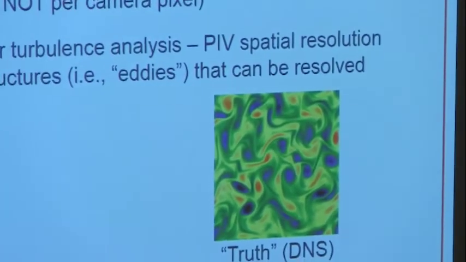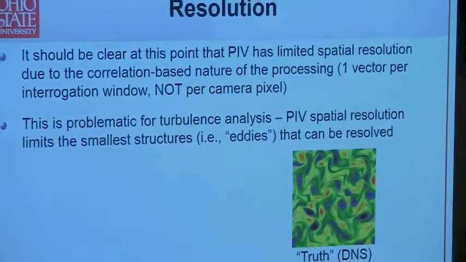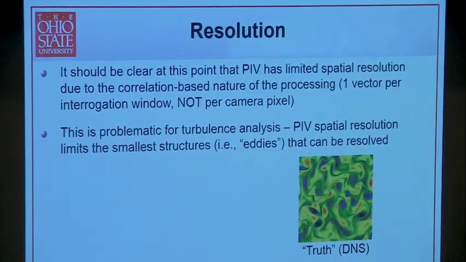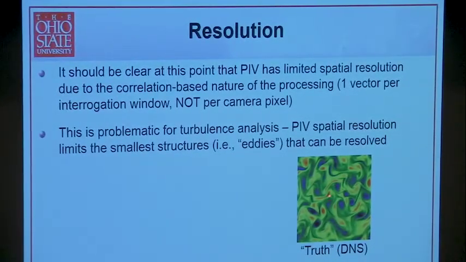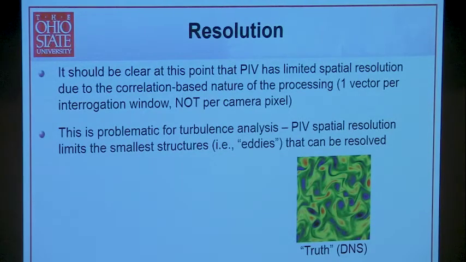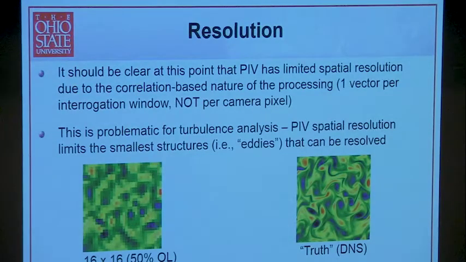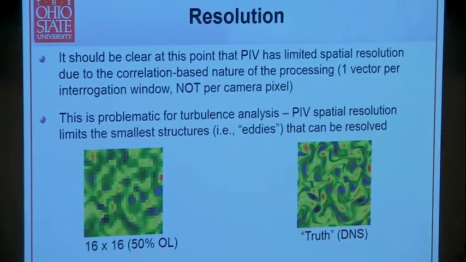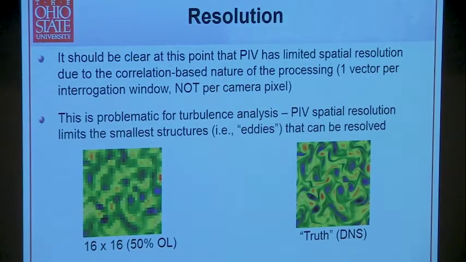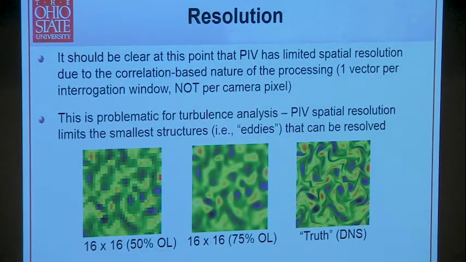Okay? So let's come back to this synthetic case. This is DNS. We've calculated the governing equations in DNS, so in terms of the synthetic world we'll count this as truth. This is the actual vorticity structure, okay? And let's say we put in synthetic particles and treat this as an experiment. I've shown this before: this is what the vorticity looks like if you calculate with, say, a 16 by 16 interrogation box and 50% overlap. And let's say we work even harder, go to 75% overlap, 16 by 16.